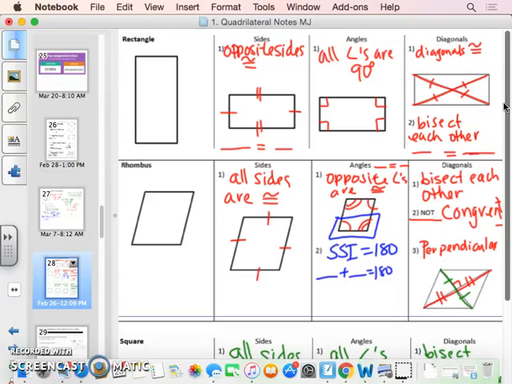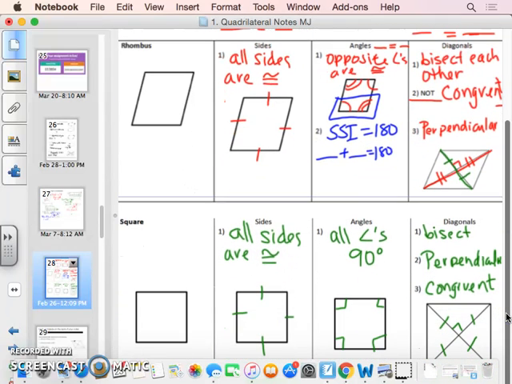Okay. A rhombus is like a square, kind of on an angle. All the sides are congruent, and the opposite angles are congruent. And then you can also apply the same side interior angles theorem. So the diagonals bisect each other, but they're not congruent to each other. So that's how it's unlike a rectangle or a square. And they also form perpendicular angles, the diagonals do. So the angles don't form perpendicular angles, but the diagonals do.